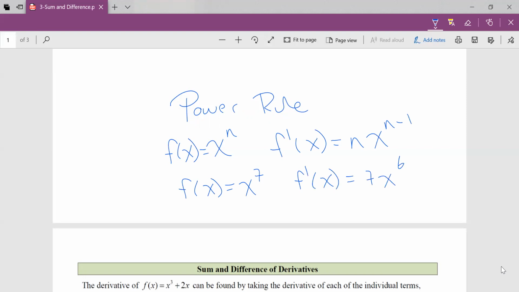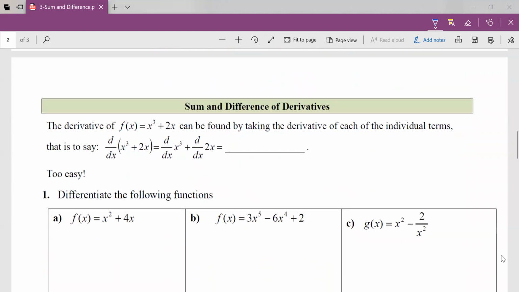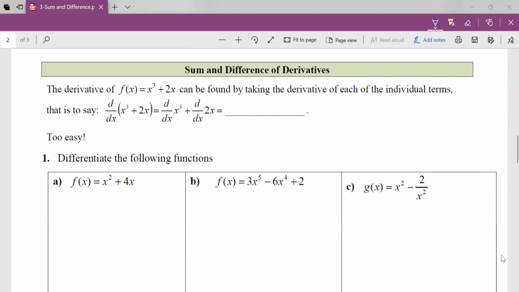Okay, well, today we're looking at sum and difference. Sum and difference simply means we're going to put a plus or minus sign in between. If I want to take the derivative of f(x) equals x cubed plus 2x, we can simply take the derivative of each of these terms individually. This notation, d over dx, means I'm taking the derivative of the function with respect to x. So think d, d is delta, the change. That's where it comes from. So this is the change with respect to x.